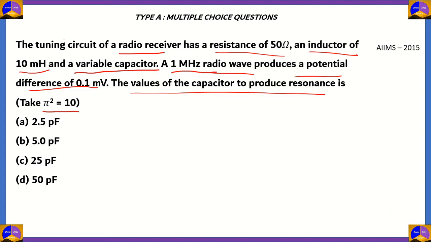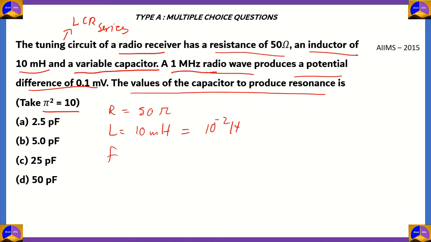So we have the tuning circuit, which is basically an LCR series circuit. In this LCR series circuit, the resistance is 50 ohms. And since the L is 10 millihenries, it becomes 10 raised to minus 2 Henry, converting it to the SI unit. We also know that the frequency is equal to 1 megahertz. That is equal to 10 raised to 6 hertz.